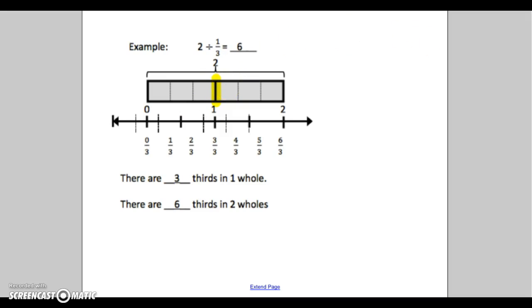And then you can see that we've got a third, 1/3, 2/3, 3/3 within that whole, and 1/3, 2/3, 3/3 within the second whole. Okay, 0/3, 1/3, 2/3, 3/3, 4/3, 5/3, 6/3, and so on. We can see that within this whole, there are 3/3 in one whole, and within 2 wholes, there are 6/3. 1, 2, 3 within the 1, 4, 5, 6 within the 2.